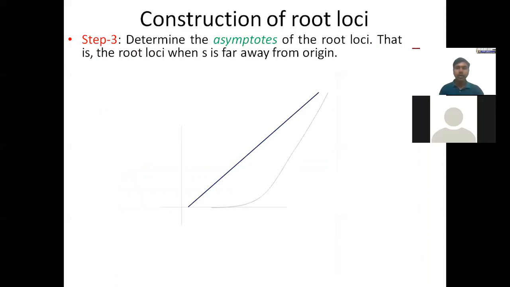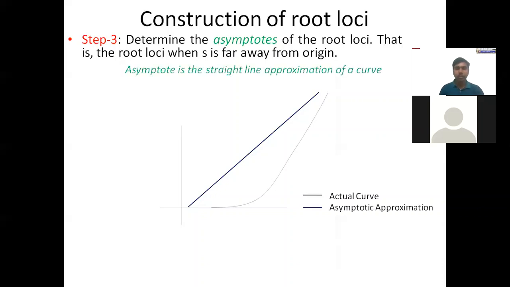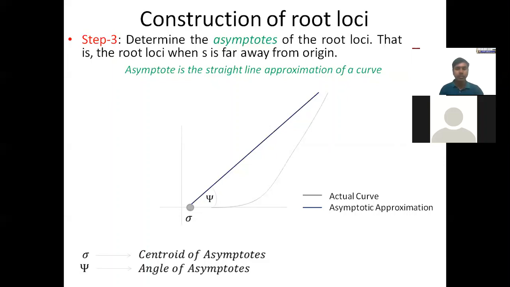Then the third step is to find the asymptotes of the root locus. As we already know, the root locus indicates the path of the roots of the characteristic equation. Therefore, the direction of the path can be estimated by using straight lines, which are nothing but the asymptotes, the direction of the path or curve. And where these asymptotes intersect on the real axis is called the centroid. Therefore, we have to find these asymptotes and the centroid.